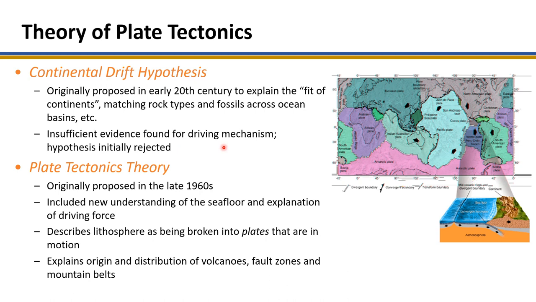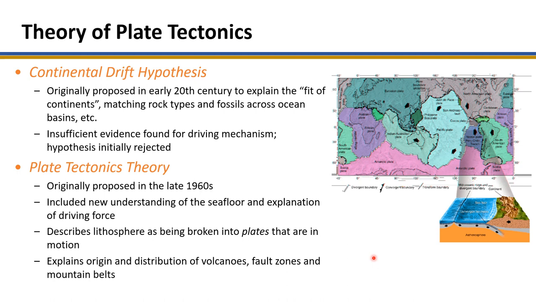We have two: the continental drift hypothesis and the plate tectonic theory. The continental drift hypothesis was proposed by Alfred Wegener in the early 20th century to explain the similarity between the coastlines of South America and Africa, as well as the matching of rock types and fossils across the Atlantic Ocean. Wegener also noted that fossils of tropical plants and animals had been found in Antarctica, which suggested that the continent had a warmer climate in the past.